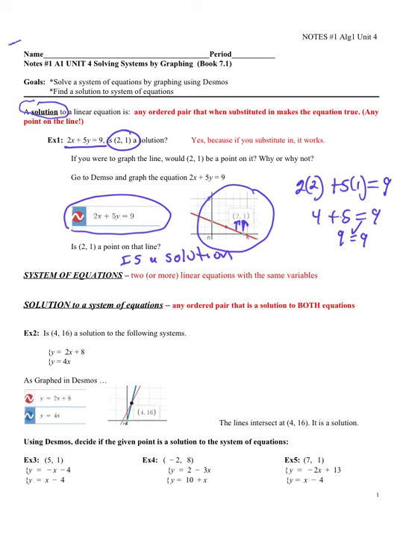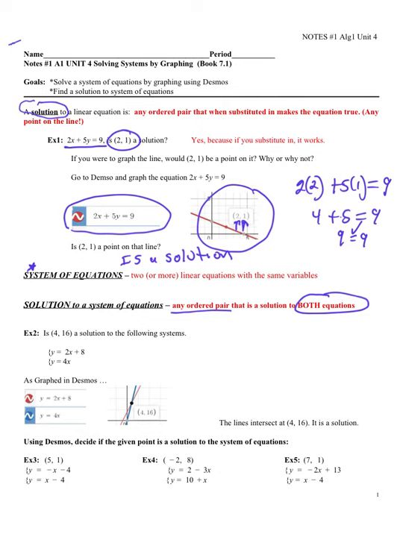Now today we're going to start working when we have two linear equations, which is called a system. A system of equations is two or more linear equations with the same variables. And the solution to a system of equations is any ordered pair that is a solution to both. And we're going to approach this from Desmos today.